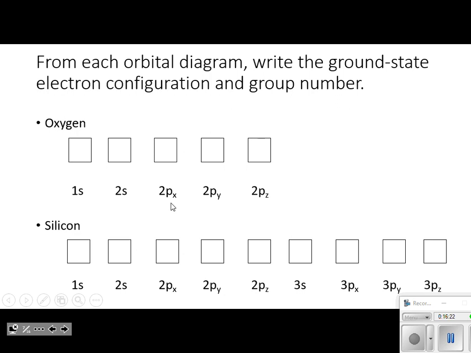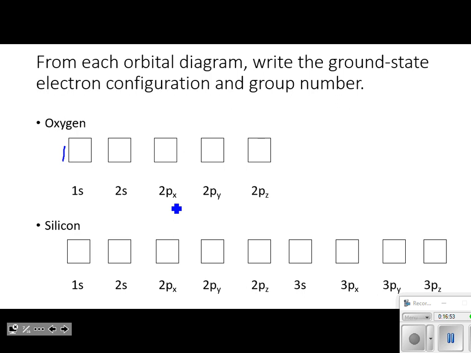All right? Now, we know each orbital holds how many electrons? 2, right? So when I fill this up, I'm looking at oxygen here. How many electrons does oxygen have? 8, right? So I've got to put 8 electrons in these boxes. So how I'm going to do that is I'm just going to start by adding.